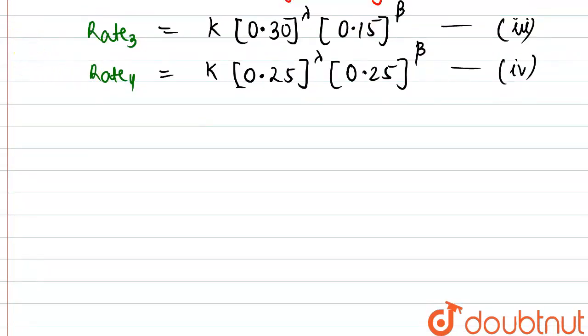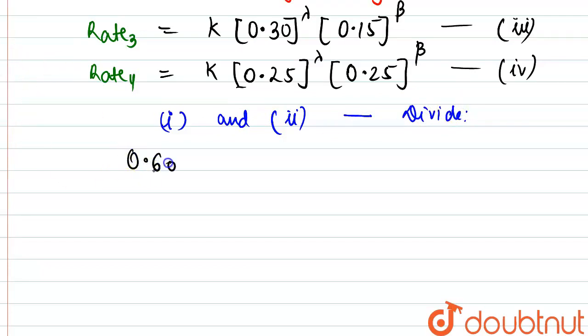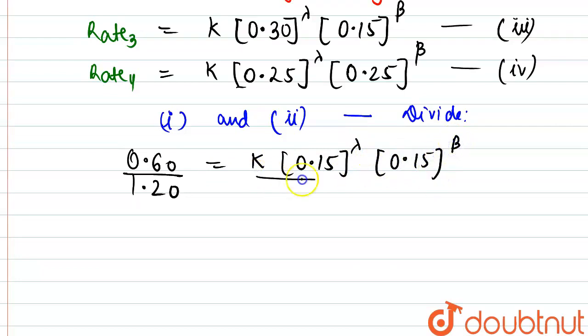Now what we would be doing is applying an operation. Let's say we divide equation 1 and 2. Okay, 1 and 2, we will be dividing them. So what will be the expression that we would be getting? 0.60 divided by 1.20 comes out to be equal to K, 0.15 raised to the power alpha, 0.15 raised to the power beta, divided by the rate expression again, K, 0.15 raised to the power alpha, 0.30 raised to the power beta.